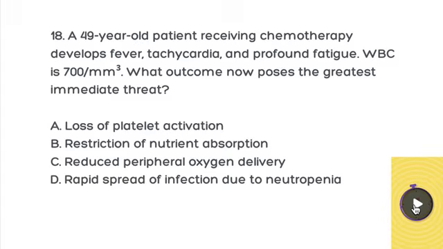So with this particular scenario, letter D is the correct answer because that's the most important thing to worry about. When you have neutropenia, which is less than 1,000, it's going to be a life-threatening infection risk. And we have 700 in there, right? A is incorrect because platelet function is not the critical issue here. B is incorrect because nutrition is secondary, not emergent. C is also incorrect because oxygen delivery is adequate unless anemia is present.